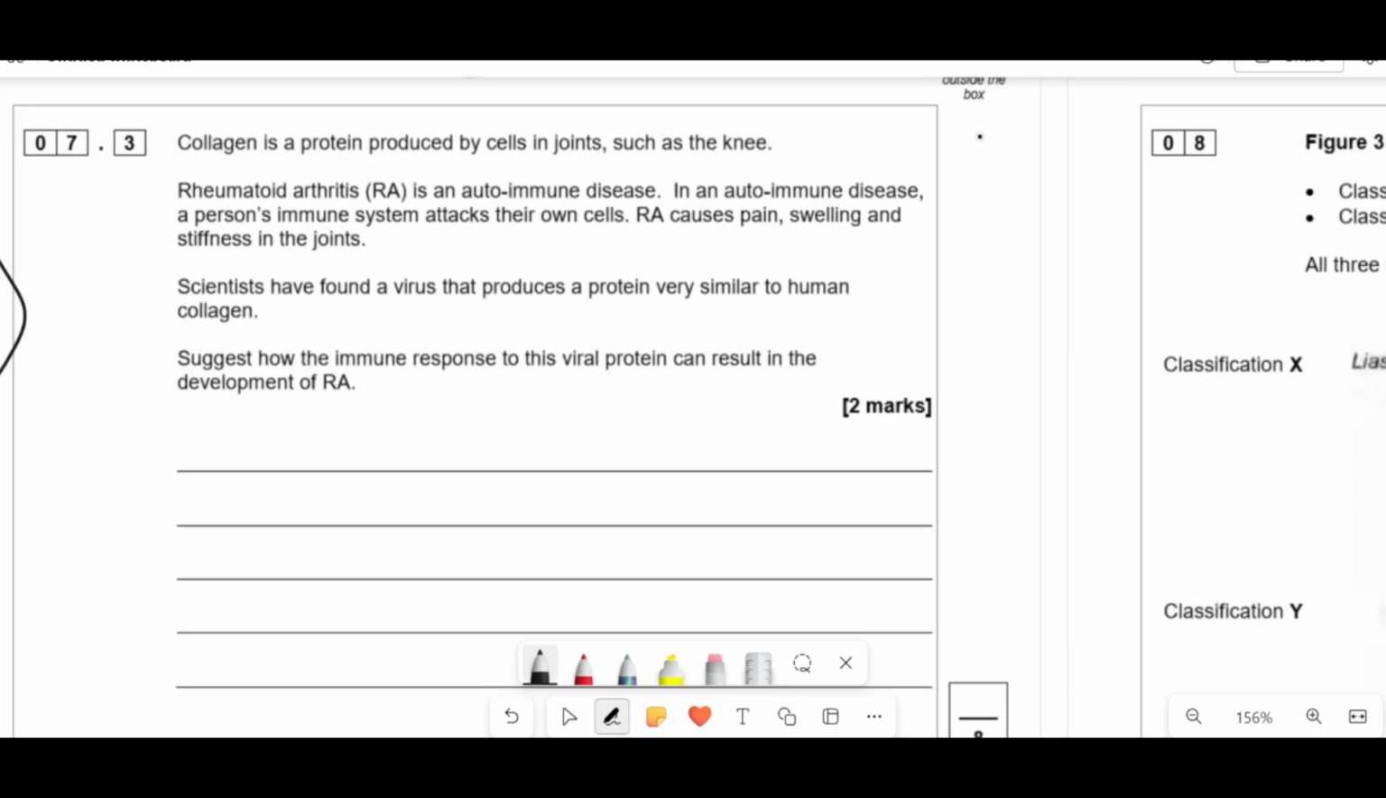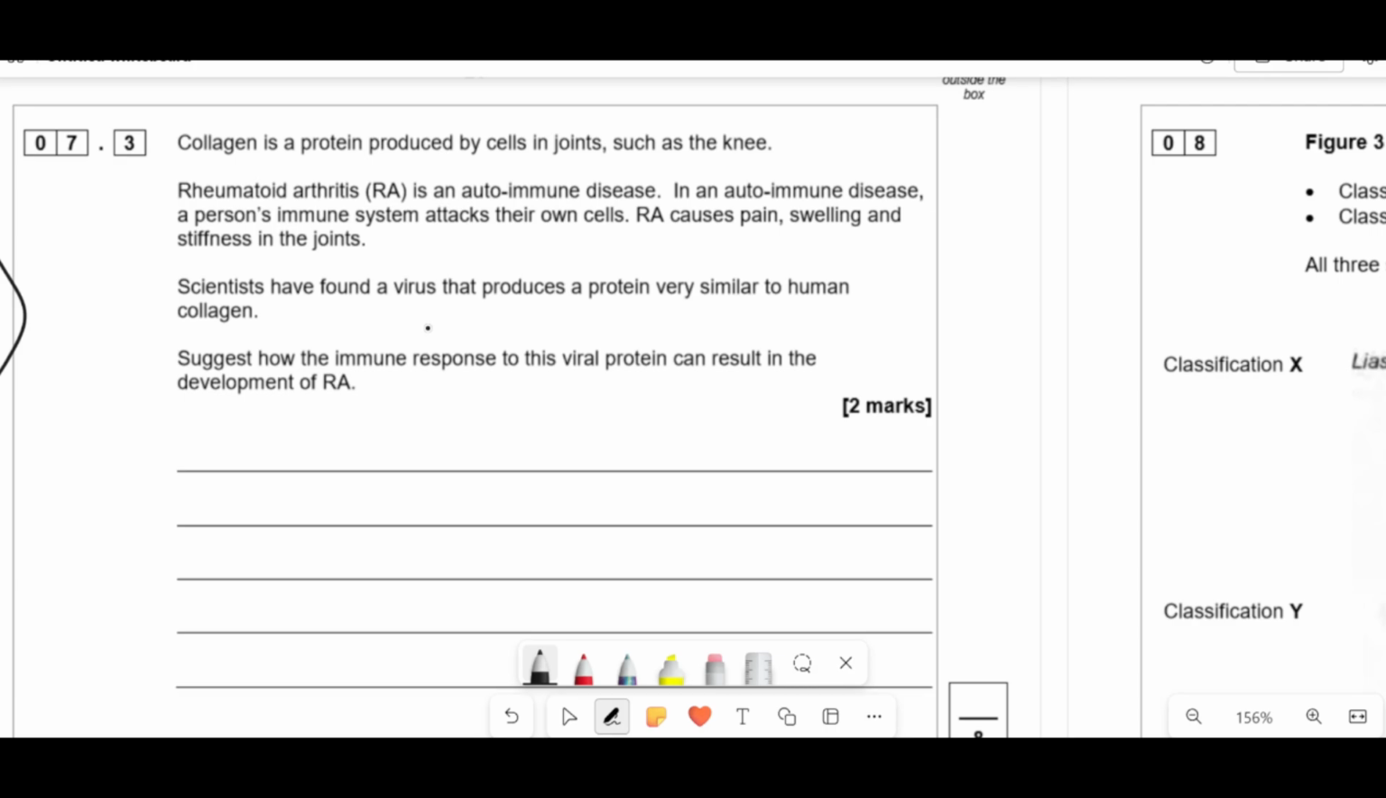So collagen is a protein produced by cells in joints such as the knee. Rheumatoid arthritis is an autoimmune disease. In an autoimmune disease, a person's immune system attacks their own cells. Rheumatoid arthritis causes pain, swelling, and stiffness in the joints. Scientists have found a virus that produces a protein very similar to human collagen. Suggest how the immune response to this viral protein can result in the development of rheumatoid arthritis.